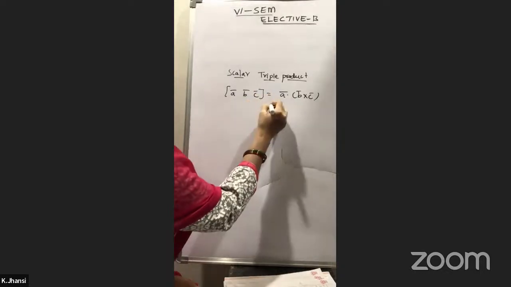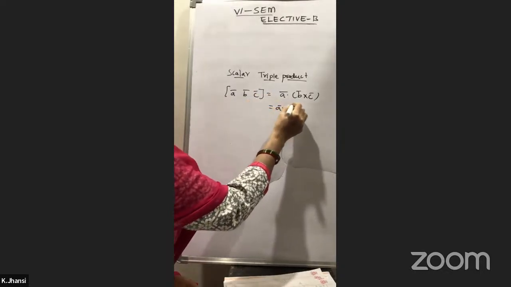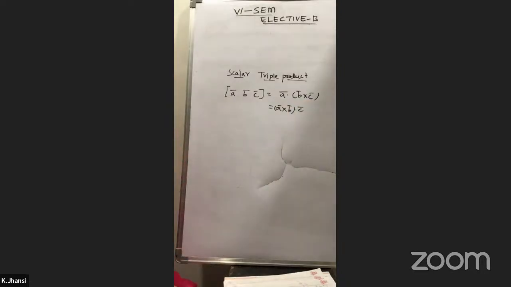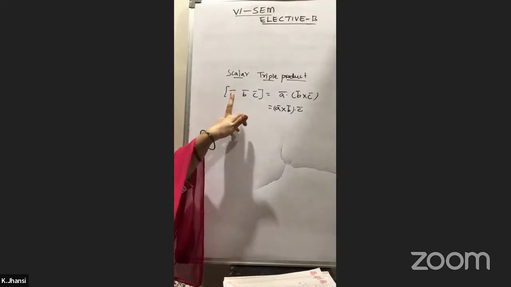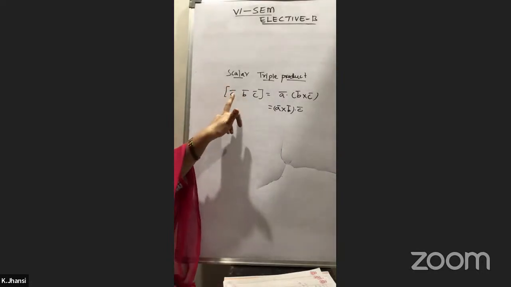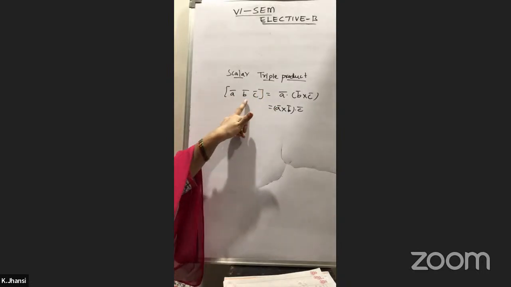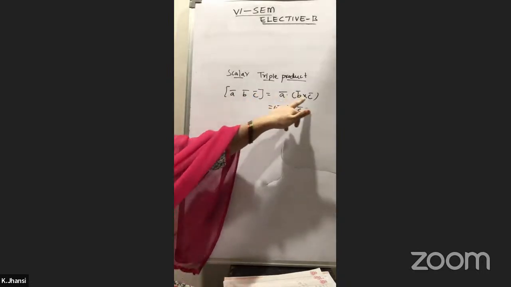Or else you can even find it like this also: A cross B dot C. Even like this you can find the scalar triple product. So here we'll see one problem regarding this scalar triple product. If three vectors A, B, C are given and it is asking to find the scalar triple product of A, B, C, this is the formula.